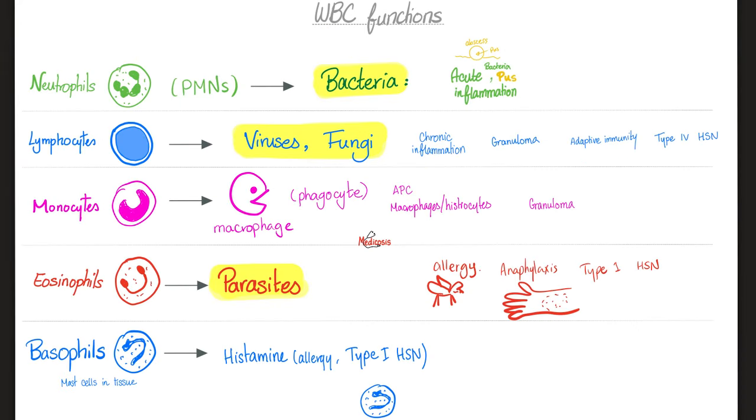Functions of white blood cells are many. Neutrophils, for example, fight bacteria. They also make pus. That's why we call them pus cells. They are the cells of acute inflammation. Lymphocytes fight viruses and fungi. They are the cells of chronic inflammation, not acute. These are the cells that make the granuloma. These are the cells of adaptive immunity. These are the cells of type 4 hypersensitivity, especially the T lymphocytes.